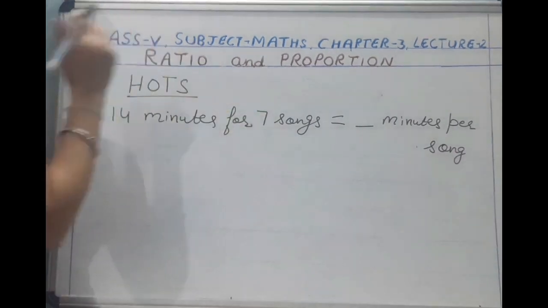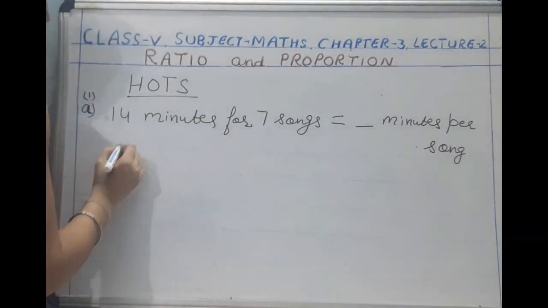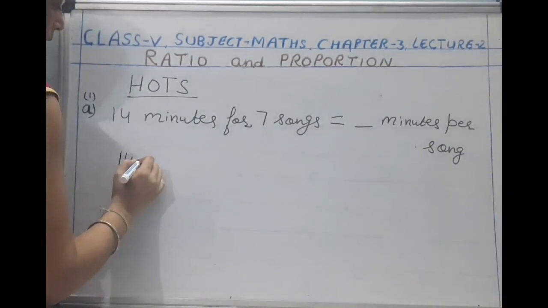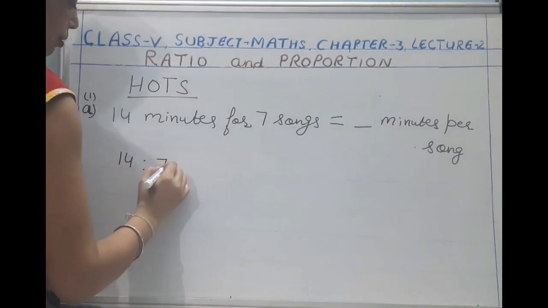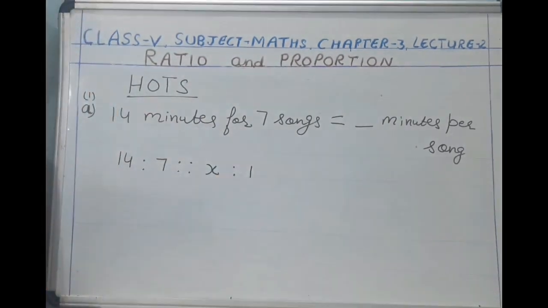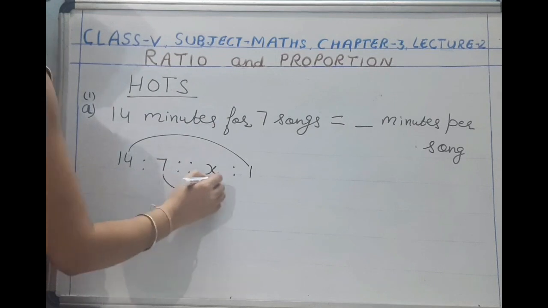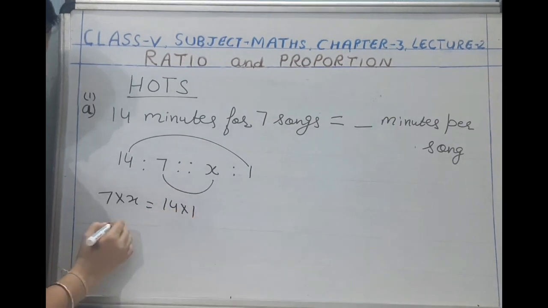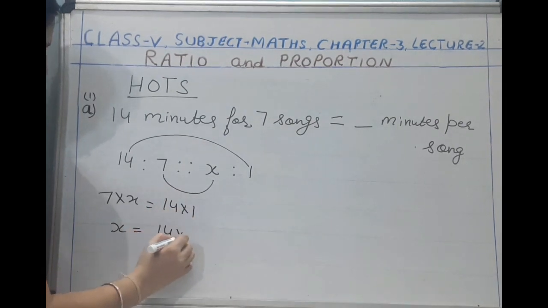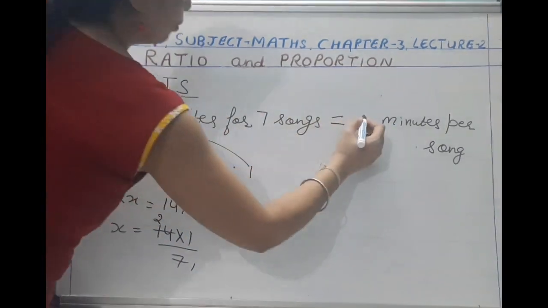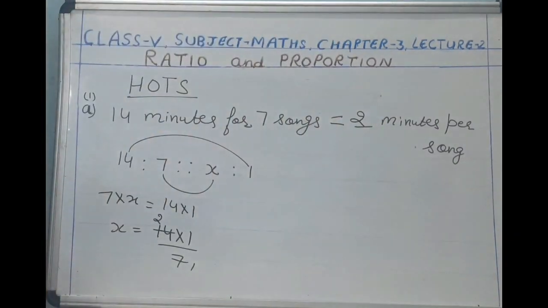If 14 minutes are taken for 7 songs, then for one song, how much time will be taken? So you can do it: 14:7 proportion x ratio 1. 7 into x is equal to 14 into 1. x is equal to 14 into 1 upon 7. So what is our x? 2. 2 minutes will be taken for one song. Got it?